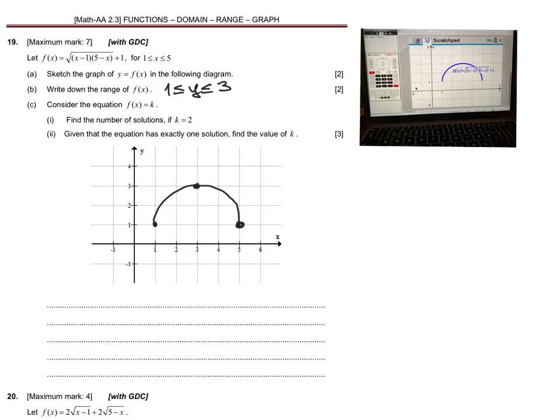And consider the equation f at x equals k, so it's a constant. This is going to be a horizontal line, so like that. Find the number of solutions if k is 2. So if k is 2, that's a horizontal line through there, so it's going to have 2 solutions. And given that the equation has exactly 1 solution, find the value of k, that is going to be at 3, okay? Everywhere else it has 2 solutions, all right?